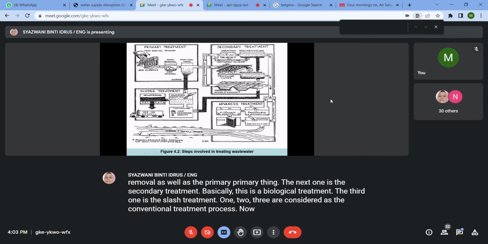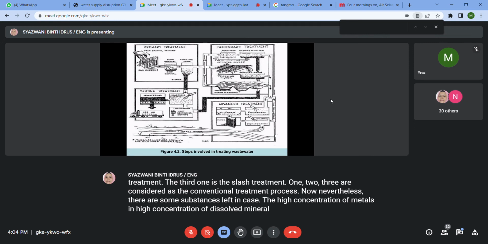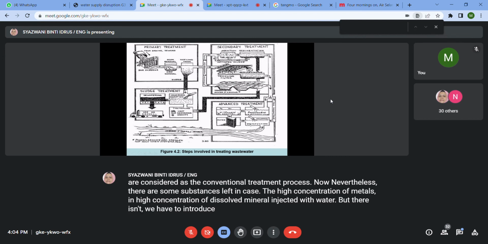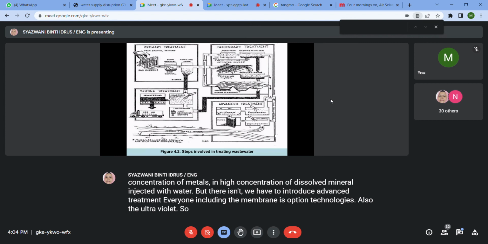Nevertheless, there are some substances left, in case there is a high concentration of metals or a high concentration of dissolved minerals in the treated wastewater. For that reason, we have to introduce the advanced treatment. Advanced treatment includes the membrane, the absorption technologies, the ozone, the ultraviolet, as well as the phosphorus and nitrogen removal.